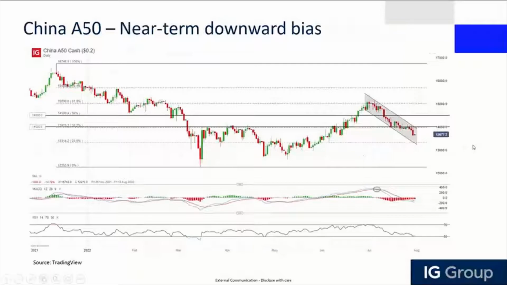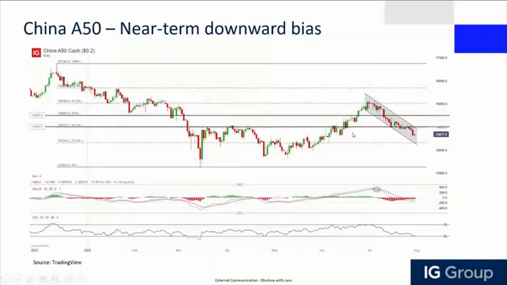And last but not least, if you look towards the China A50 index, this descending channel is also in place. It marks a series of lower highs and also lower lows. So previously, I was looking at this 14,000 level, because I believe that this actually marks a very key level of support where a previous resistance is in place.